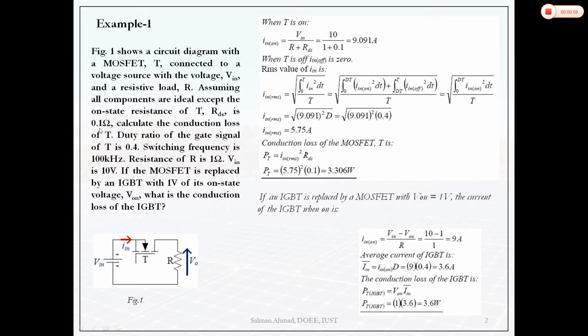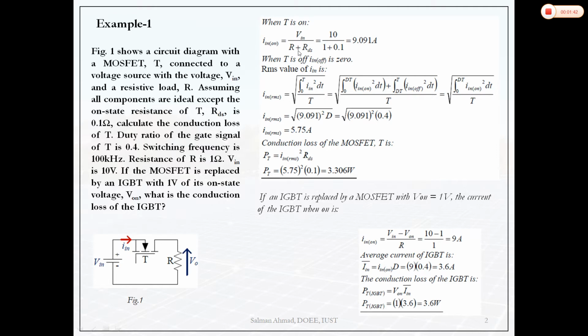As you know, during conduction the MOSFET behaves like a resistor. So for the losses in the MOSFET we have to calculate the RMS value of the current, and the square of that multiplied by RDS on will give the power dissipated in the MOSFET switch. In the first part we have to calculate the conduction loss in this MOSFET. All components are ideal except the on state resistance of T.